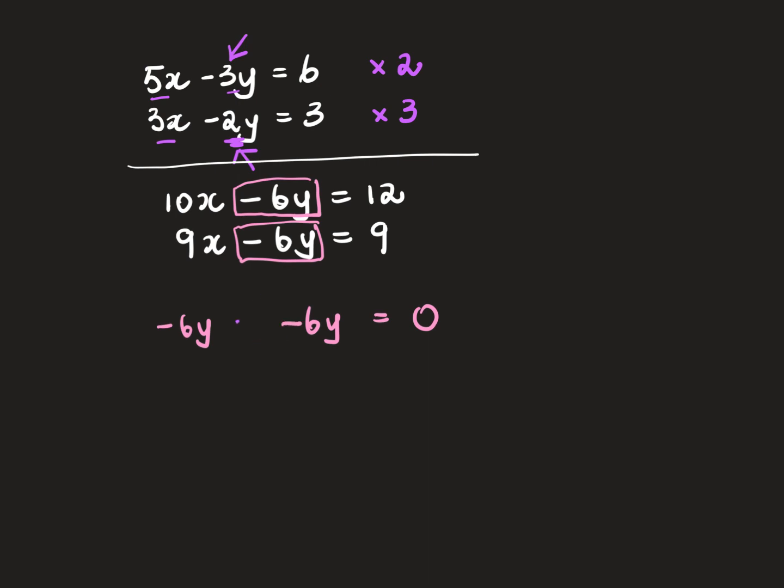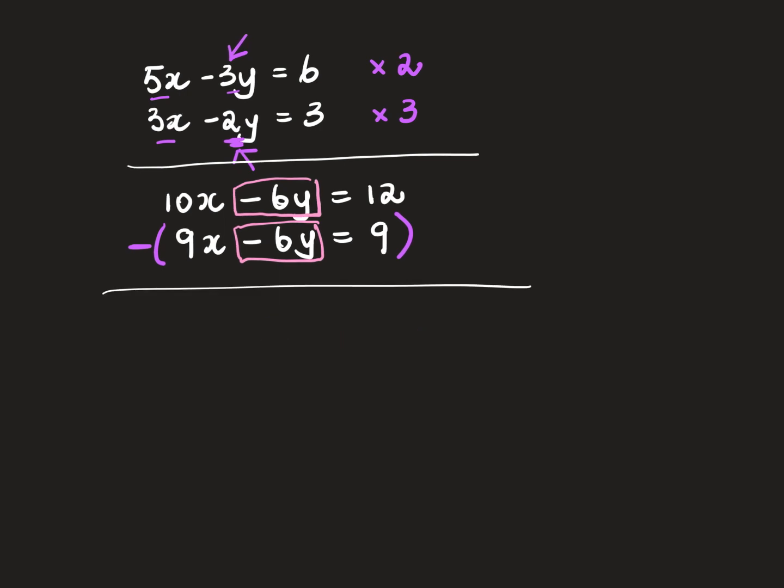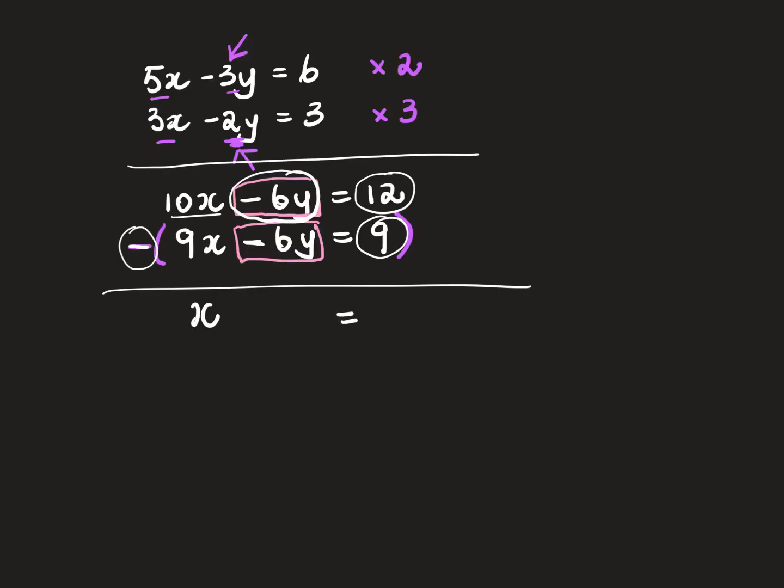Now, if I put in a minus there, then those two would turn into a plus, and that would make my answer 0. So what I'm going to do here is subtract that second equation from the first, and let's see how that goes. First up, 10x minus 9x, that's just 1x. Then I've got what we were looking at there, minus 6y minus 6y. That's minus 6y plus 6y, which is 0. That's what we want. Then we've got 12, take away 9, which is 3.